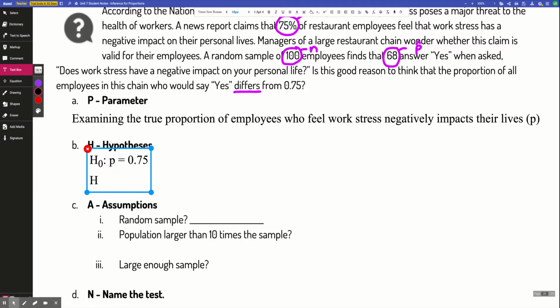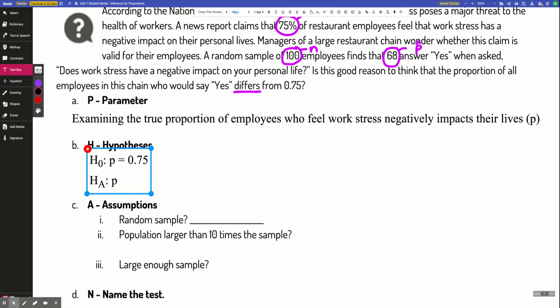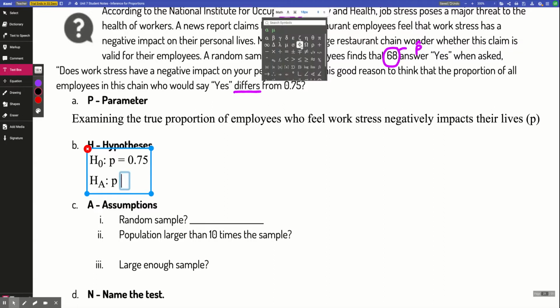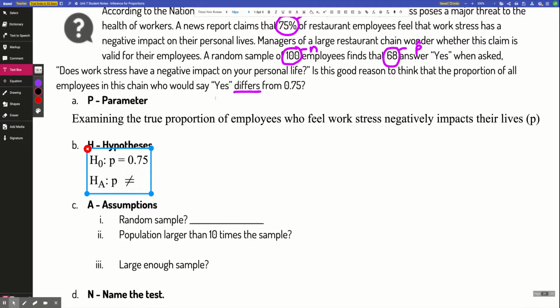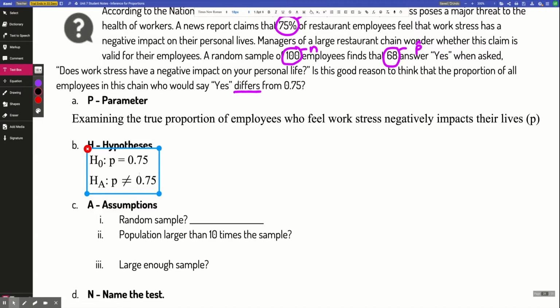Okay, now my alternative hypothesis is a little bit different. Because I don't care if it's less or greater, rather than putting a less than symbol or a greater than symbol here, I'm going to put a not equal to symbol. So all I really care about is whether or not my proportion is not equal to 0.75. Okay, so that's the first major difference between one and two-sided, is that not equal to symbol right there.